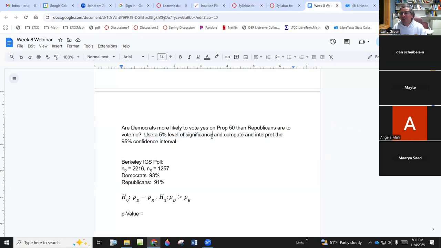What happens after deciding on level of significance? It's very step by step. It's the hardest part of hypothesis testing in the real world by far. It's over 100 times harder than everything else combined. So what's the next step?